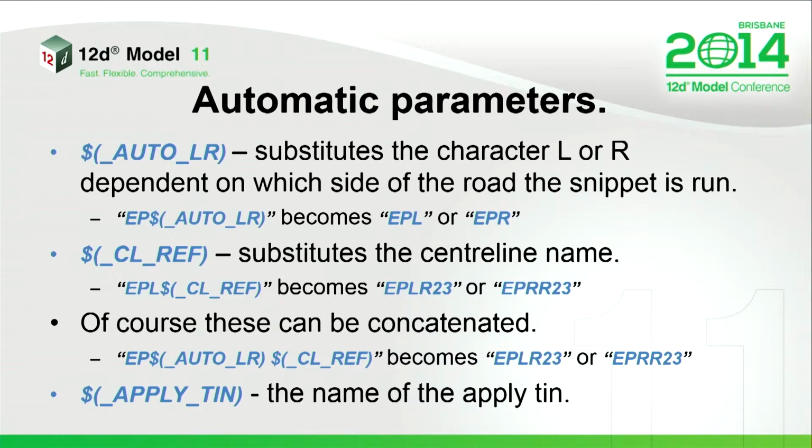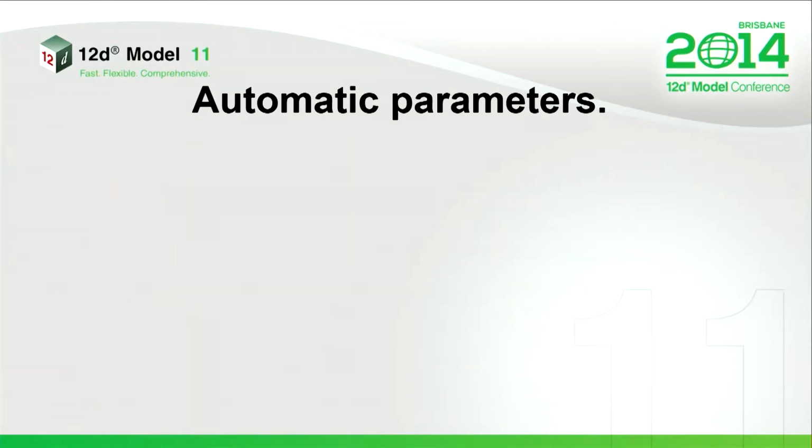And of course, if you've got a snippet where you just want to automatically use the apply tin, we have a little parameter called _apply_tin. When it encounters this in the snippet, it will simply substitute the name of the tin. So if you're using a tin modifier, which you always just want to work with the apply tin, this can be done automatically. Again, this is about the user having to pass the minimal amount of parameters into a snippet to make them really, really useful.